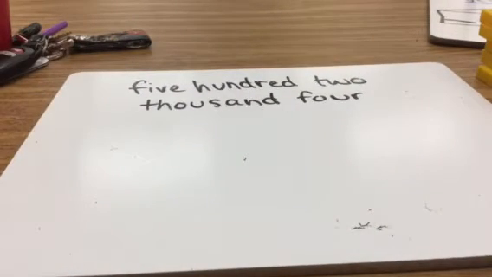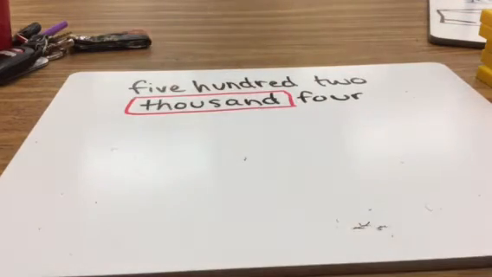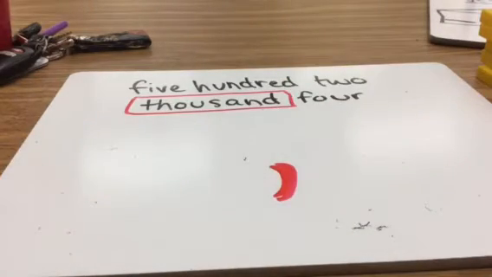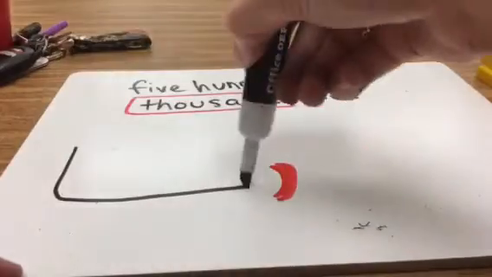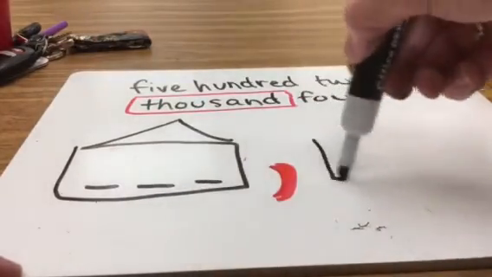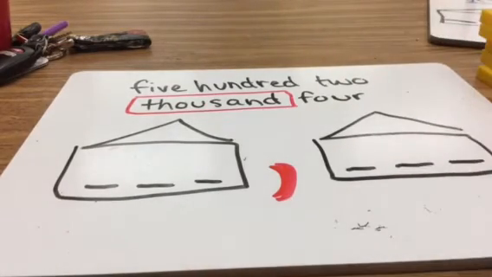502 thousand, 4. So what is the keyword that I'm looking for? I'm looking for the word thousand. So I'm going to say, okay, well, I see the word thousand. That tells me 2 things. That tells me comma. It also tells me that I have 2 houses, my thousands house and my no-name house, my regular house. So now that I'm all set up, I'm ready to attack the problem.